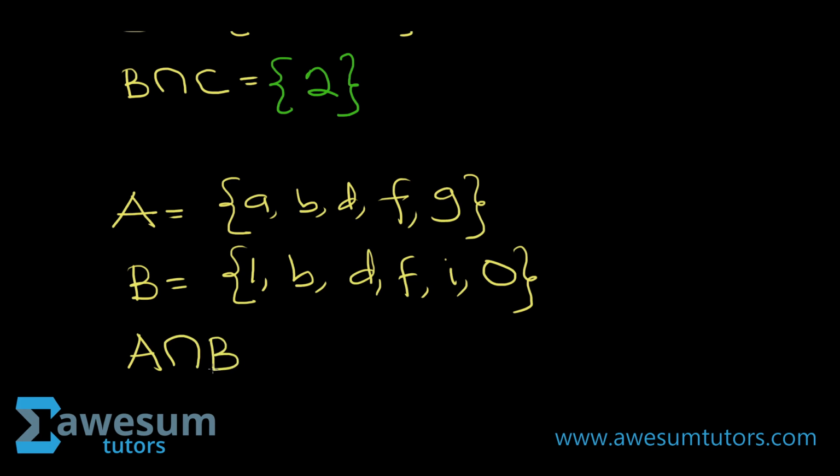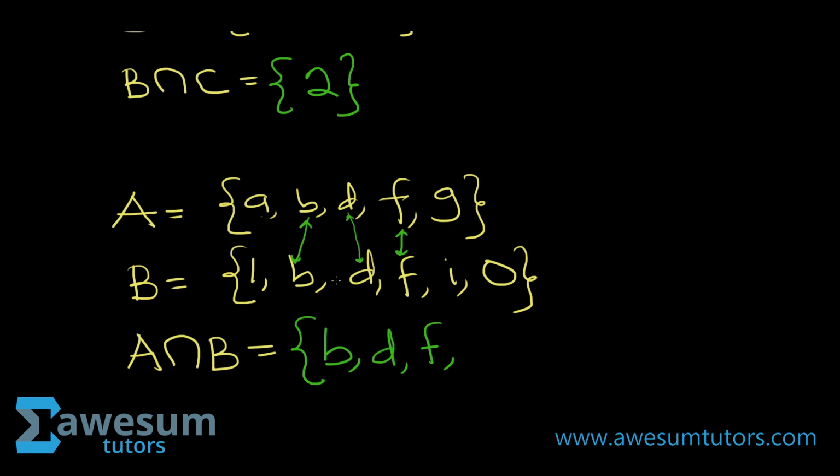A intersection B. How do we find this? Remember, A intersection B would mean what does A and B have in common? If you take a look at this, they do not have A in common, but they have B in common. So B is there, okay? They have D in common, right? I have D. They have F in common, right? I have F, okay?